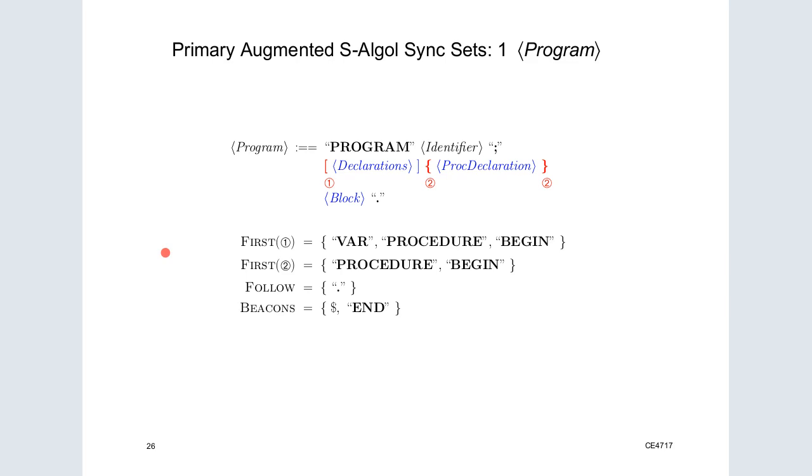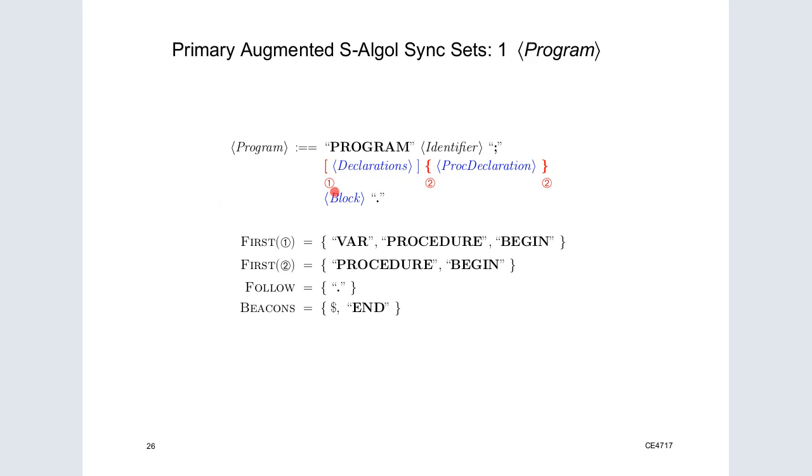Well, look at the production for a program. A program is a program keyword followed by an identifier followed by a semicolon followed by an optional declarations block. Declarations start with the keyword var. And then followed by 0 or more procedure declarations, which start with the keyword procedure. So I want you to implement augmented S-algol resynchronization for parse program, and you need to do that in 3 places. You will have 3 calls to synchronize inside parse program.